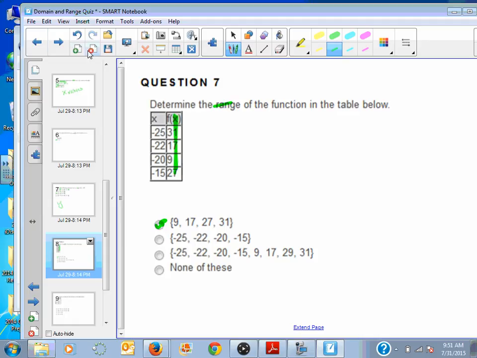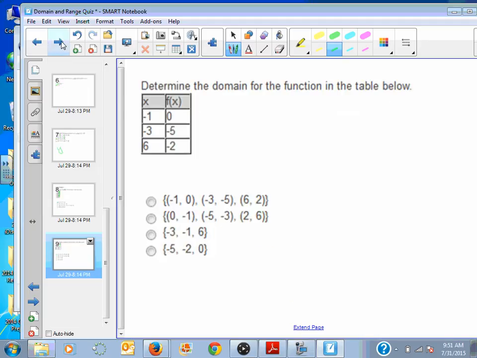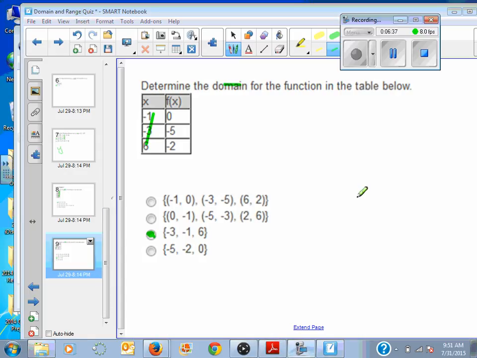Let's check out just one more. Determine the domain. Domain right here: -3, -1, and 6. That should give you a good start. Good luck.